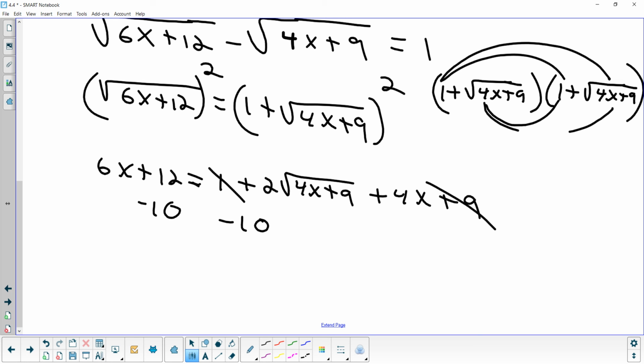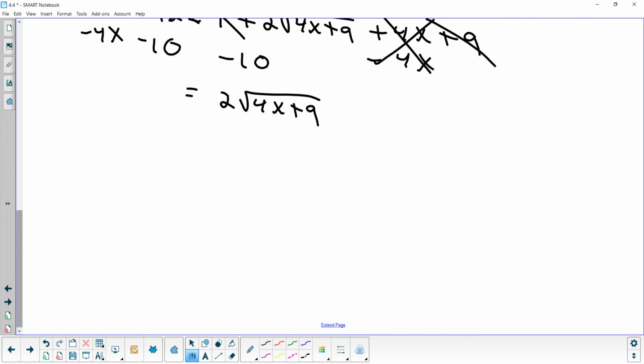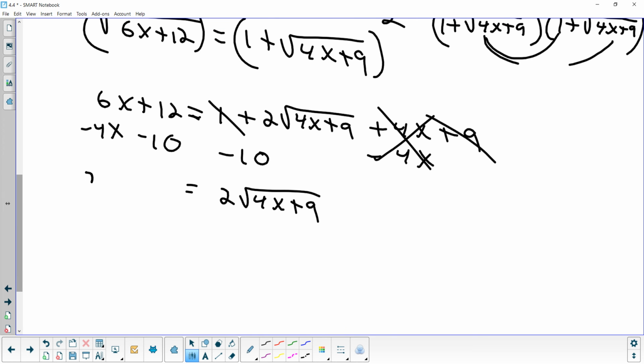Then I also have to do it on the left. Let's also move the 4x over. How would I move that? Subtract it. That's gone. Now on the right, we don't quite have the root by itself, but we almost do. We have 2 square roots of 4x plus 9. And what do I have on the left? 2x plus 2.